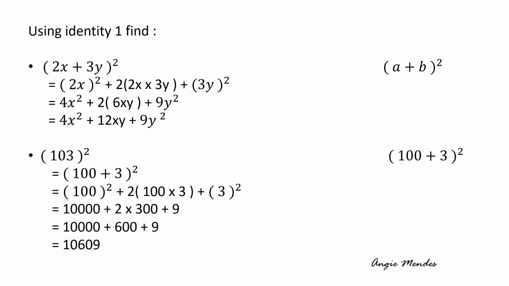Using identity 1, let us try to solve a few examples. Now the given example is (2x + 3y)². Now this is (a + b)². So you can write the identity at the side and expand it so that you know how you can proceed further. We know (a + b)² is a² + 2ab + b². So that's what we are going to do here.